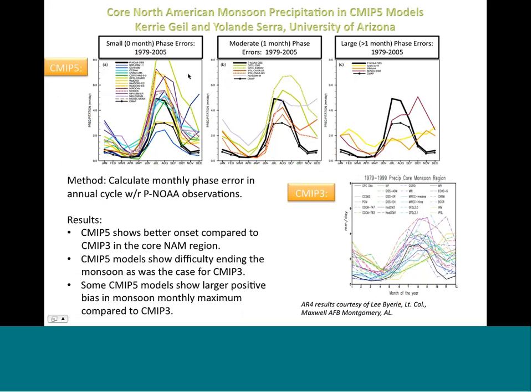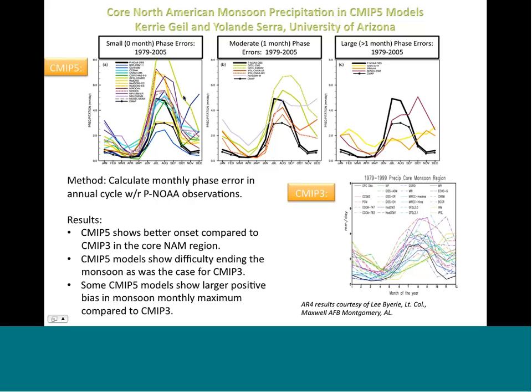Firstly, those with a small phase error, so they actually get the timing of the peak of the monsoon okay. Models with a moderate phase error, so that's a 1 month lag from the observations. And then a handful of models that are actually biased by more than that in terms of their phase error, so they get it pretty wrong. And you can see that the CMIP5 generally shows a better onset compared to CMIP3. There's a lot of spread going on here.